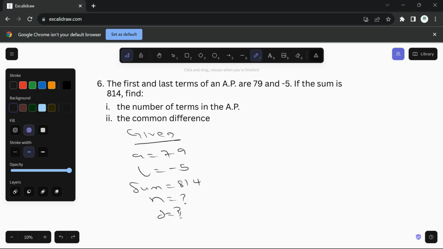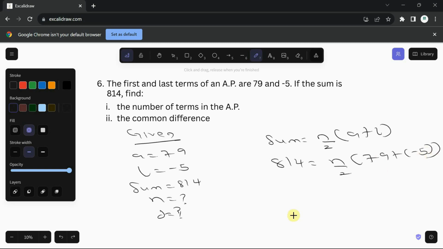Great. So we know that the sum equation is N divided by 2 multiplied by A plus L, right? I know the sum is 814. I don't know what the N is, so N divided by 2, open bracket. I know the A is 79 and the L is minus 5, so I've substituted that. So 814 is equal to N divided by 2, 79 minus 5, that gives you 74, right? So 814 is equal to 74 divided by 2, that will give you N times what? That's 37, right? So if I want to make N stand alone, I can divide both sides by 37.